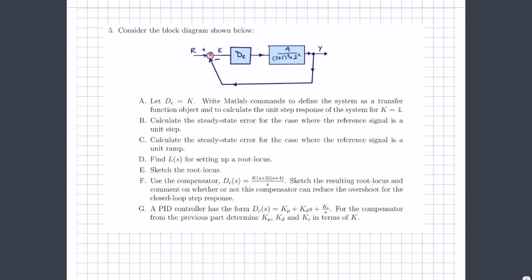Okay, now we can move to part B. In part B, we're looking at the steady state error for the case when the reference signal is a unit step. Okay, so we can look at this, and since DC is just equal to K, this is a type 0 system. So we know it's going to have a finite, constant, non-zero steady state error.